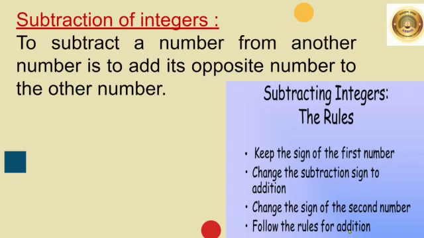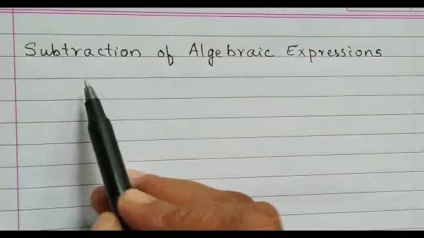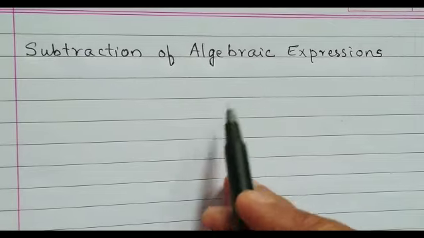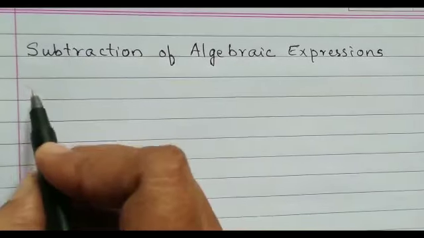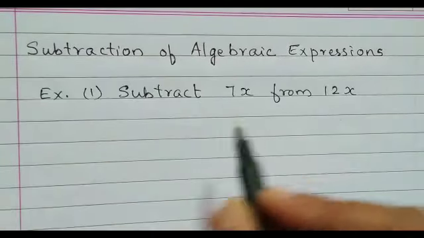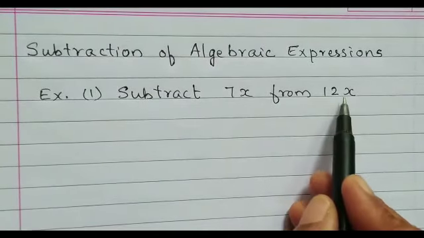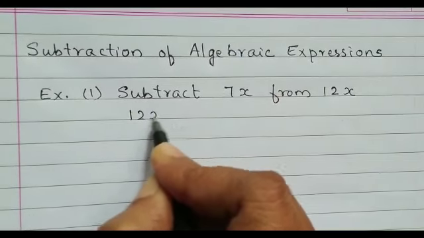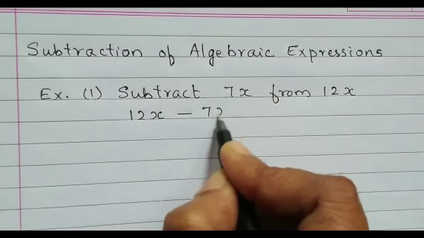So keeping this in mind, let us solve some algebraic expressions. The subtraction of algebraic expressions. First, let us see the subtraction of monomials. Let's take an example. Subtract 7x from 12x. So, we have 12x minus 7x.